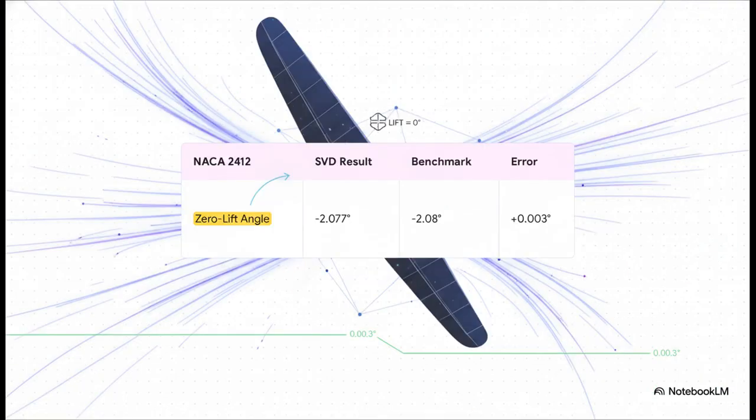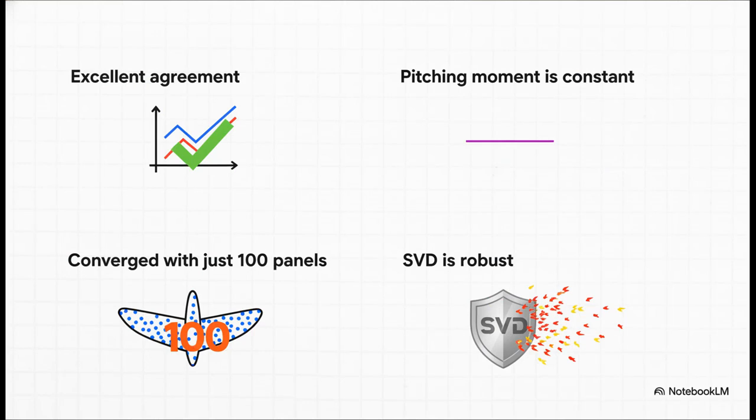Okay, what about the zero lift angle? That's the precise angle where the wing doesn't produce any lift at all. Our model predicted -2.077 degrees. The benchmark? -2.08. The error is just 0.003 of a degree. I mean, that's practically nothing. It's an incredible match.